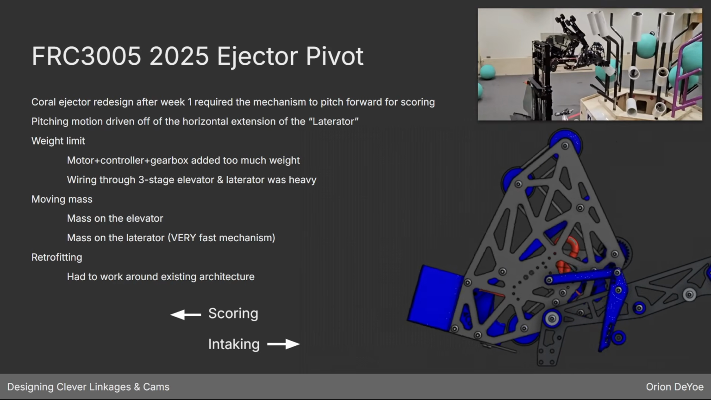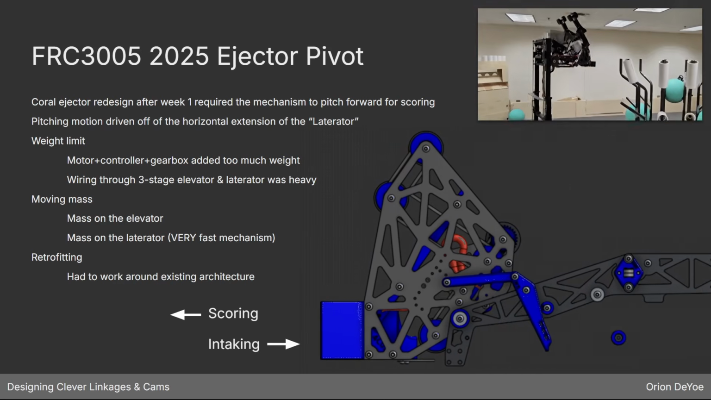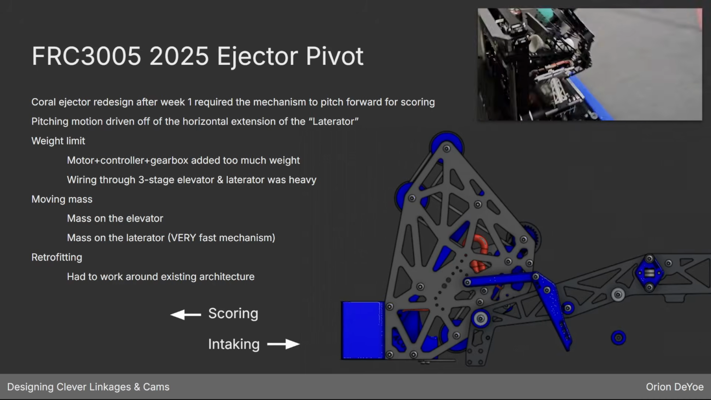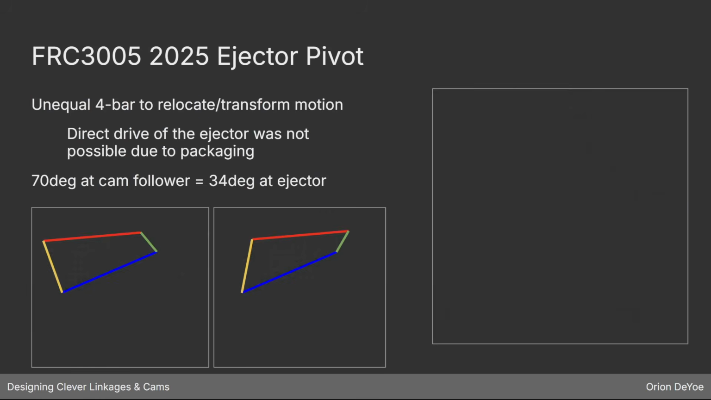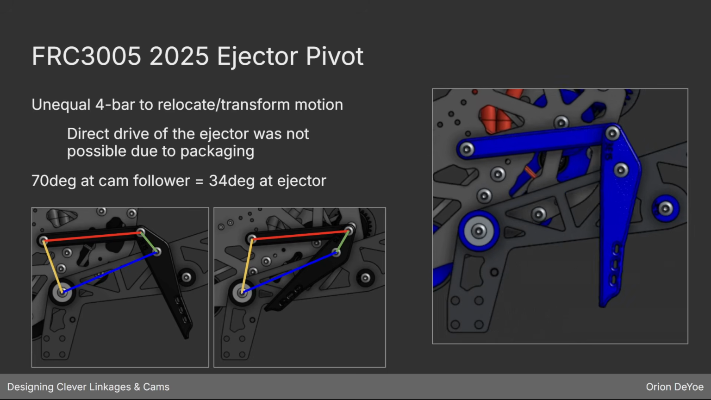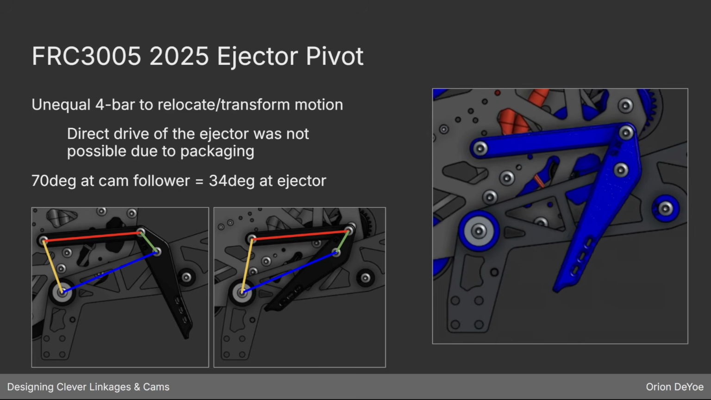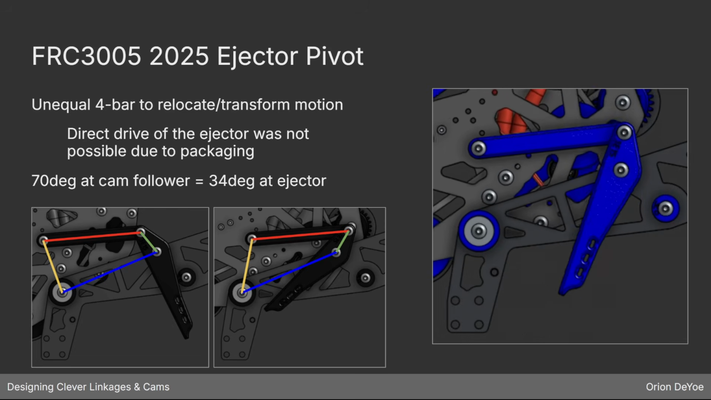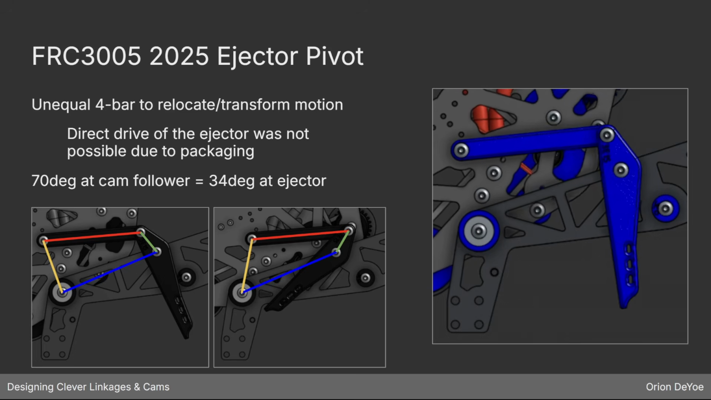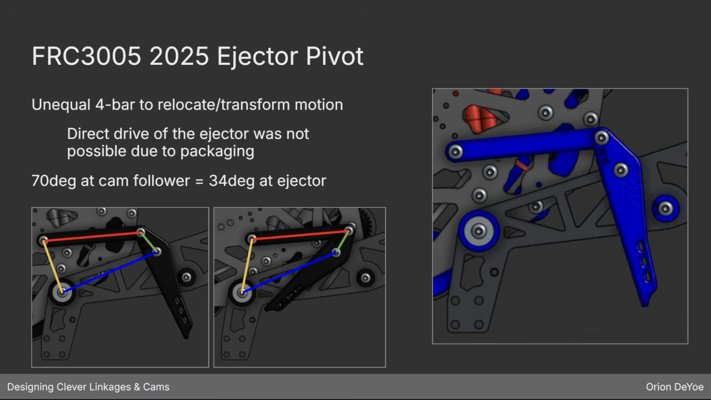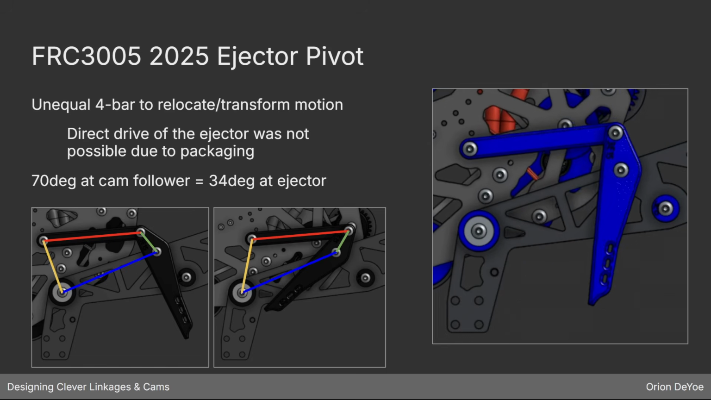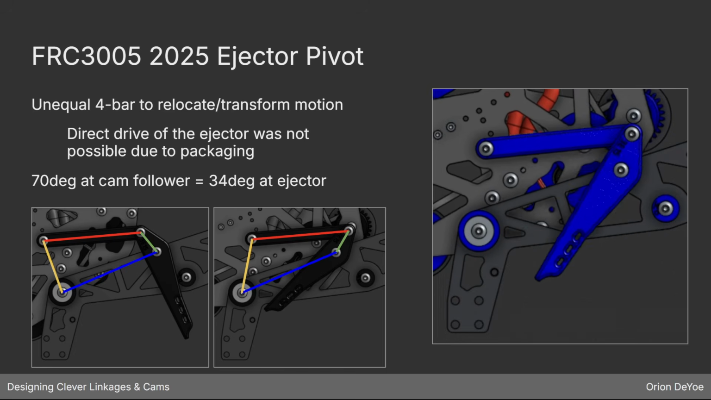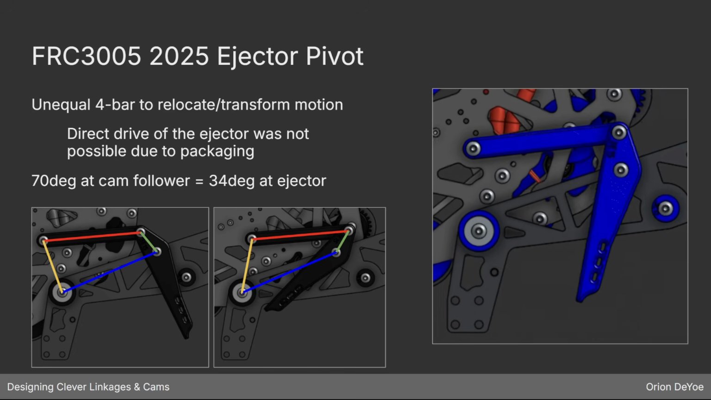And so for all these reasons, we wanted to actuate this mechanism off of the motion of the laterator that already existed. And this was, like I said, an addition we made in the season, so we had to work around what was already there. And so this is a cam follower situation with a linkage to move the power and transform it. We were not able to directly drive the ejector off of the cam.